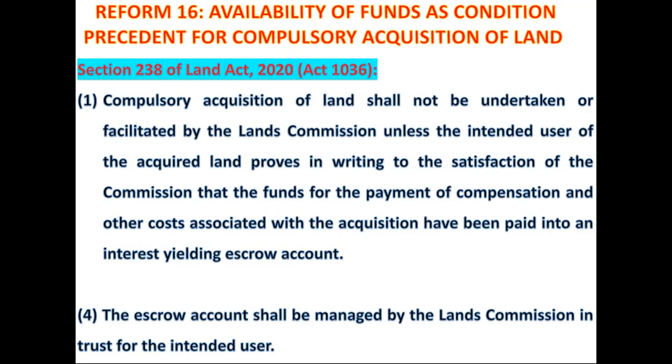Now we have changed that. It's saying that compulsory acquisition of land shall not be undertaken or facilitated by the Lands Commission unless the intended user of the acquired land proves in writing to the satisfaction of the Commission that the funds for the payment of compensation and other costs have been paid into an interest-yielding escrow account. That's also very important. Interest-yielding. So that by the time, for example, if people are fighting over who the land belongs to, by the time they litigate and come, the funds you paid into the account would have accrued interest. So whoever the funds belong to, they can come for it.